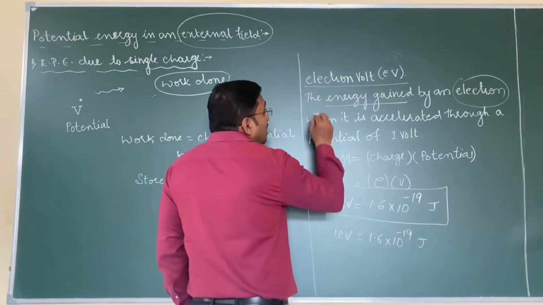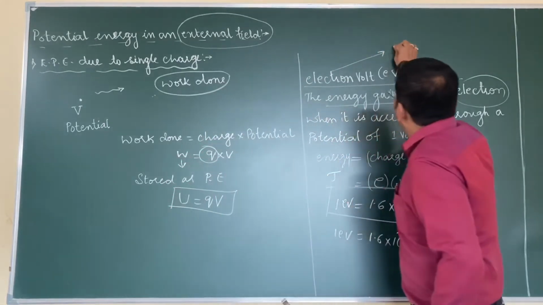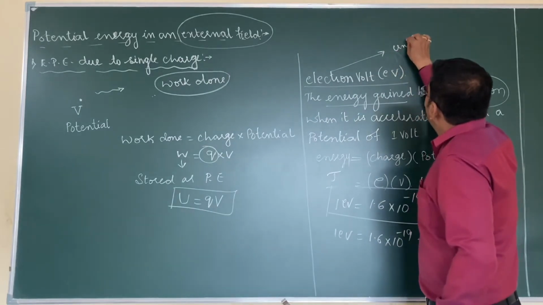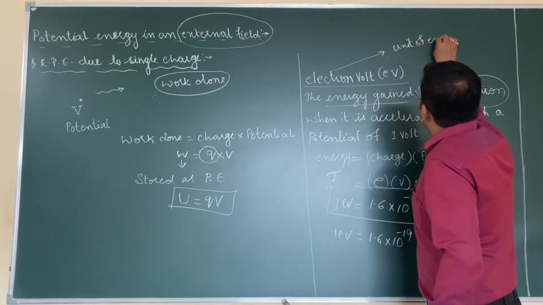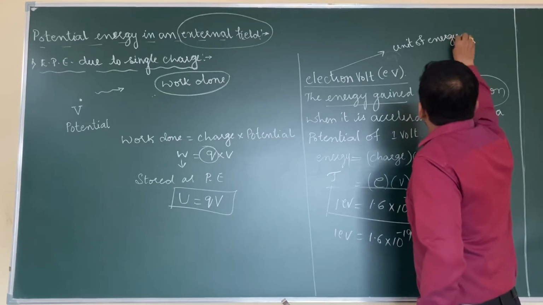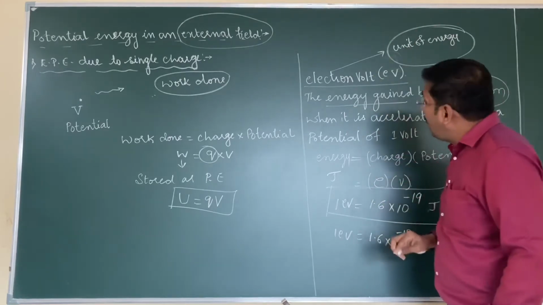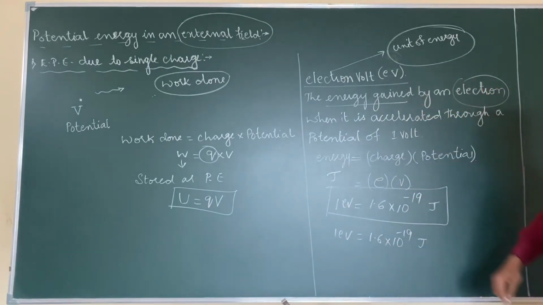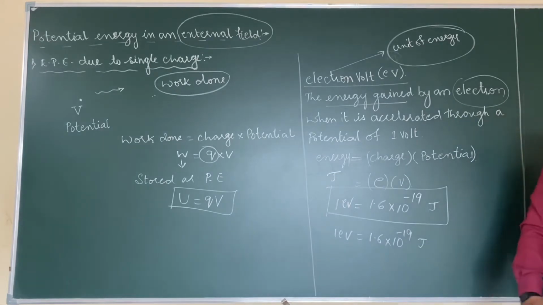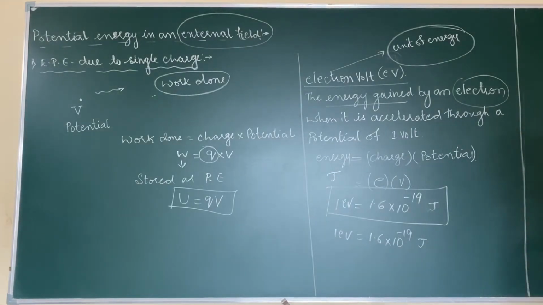Then electron volt, I can write, this is a unit of energy. To define this, electron volt is the energy gained by an electron when it is accelerated through a potential of 1 volt.